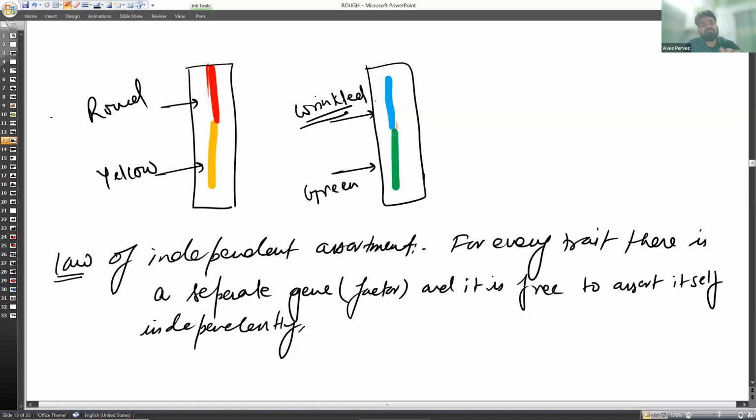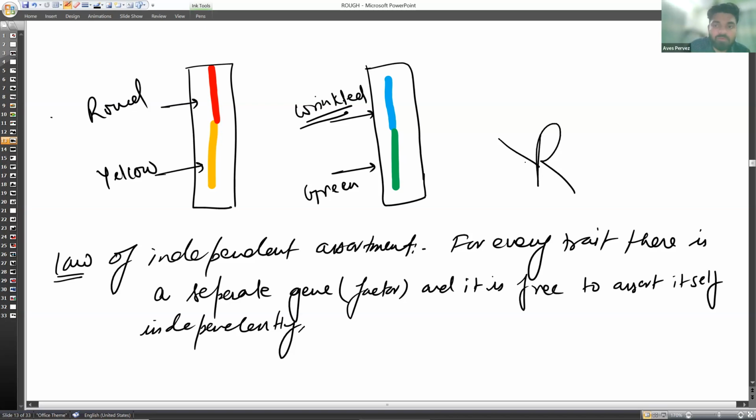So it is only possible when we have separate genes. Let's imagine that there is a gene controlling both round as well as yellow. There is no such gene. We have a separate gene for round and a separate gene for yellow. There is not a single gene controlling two characters or traits. We have different genes. Got it?